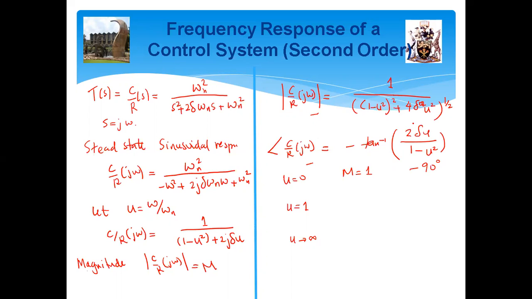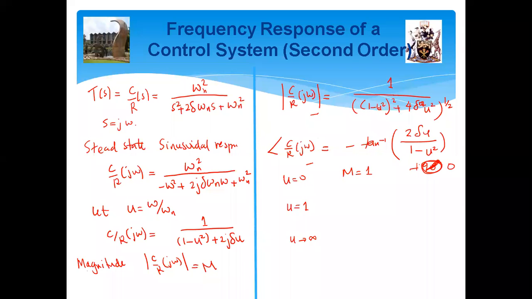Tan inverse of 0 is 0. Sorry, yeah, it's 0. Tan inverse of 0 is 0. Thank you. So this is 0. When u is 1, this will be 0.